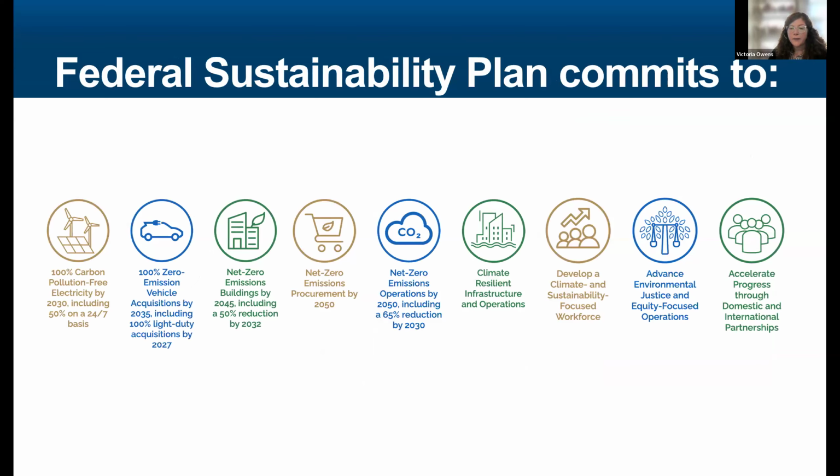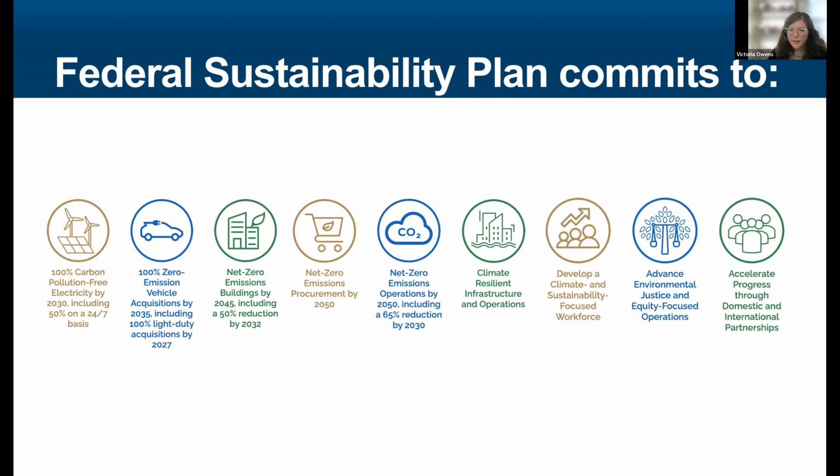So this kind of demonstrates how many different areas the sustainability plan and this executive order covers. So talking about everything from electricity generation, carbon pollution and emission-free electricity generation, zero emission vehicle targets, an important one, net zero emission buildings by 2045, including a 50% reduction in emissions from buildings just in 2032. So really accelerating that target. And also total net zero emissions procurement for all federal projects by 2050. So those are two I really want to hit on and go into detail further.